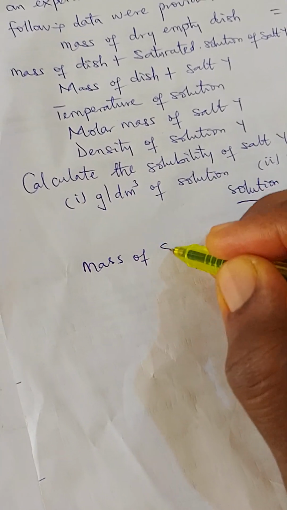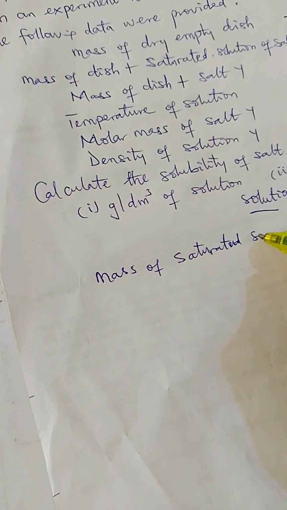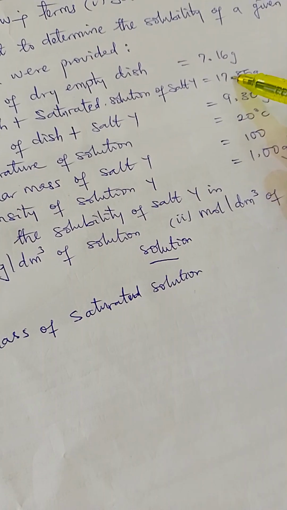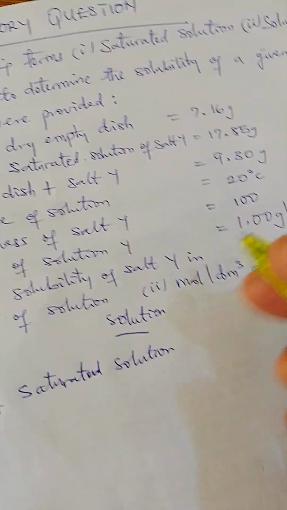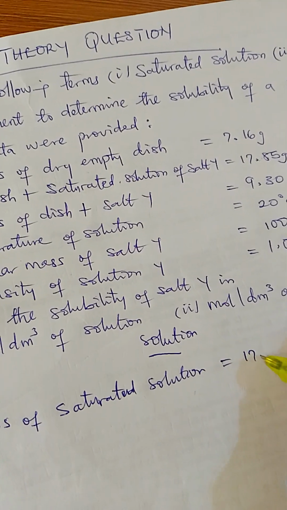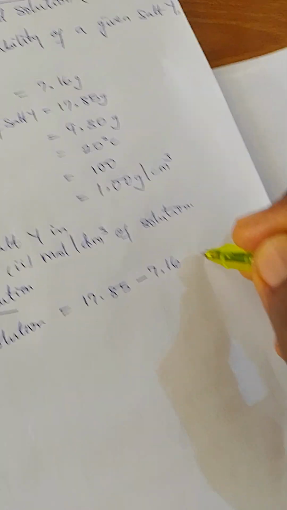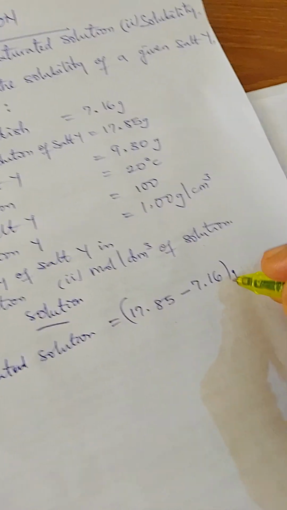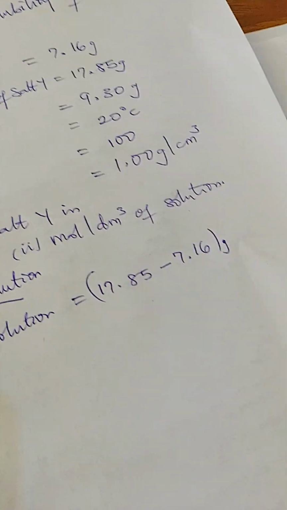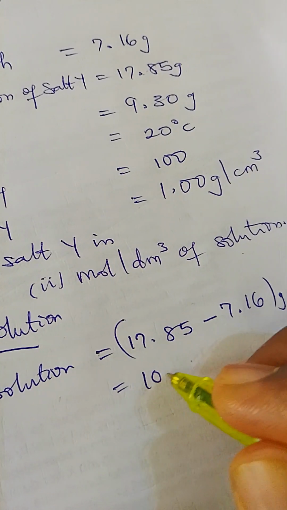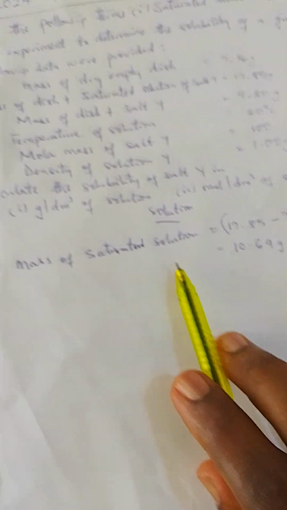The mass of the saturated solution: if you want to find that, you subtract the mass of the empty dish from the mass of the dish that has the solution. So that will be 17.85 minus 7.16, all in grams. You press your calculator. When you do that, 17.85 minus 7.16 will give you 10.69 grams. That is the mass of the saturated solution.